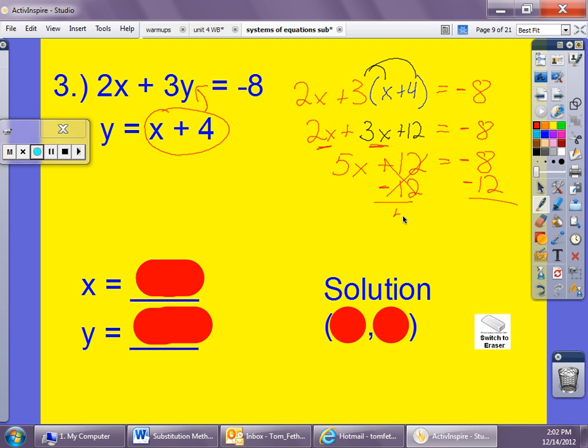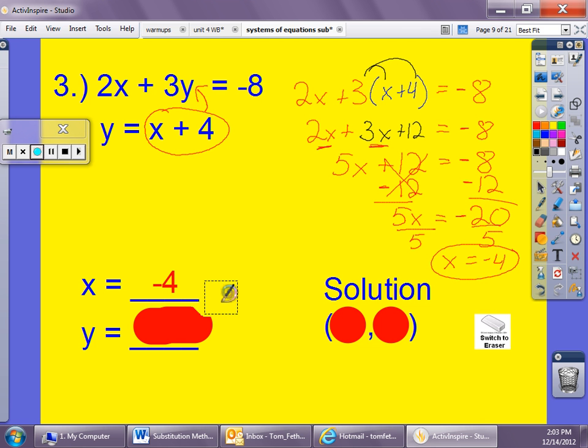Crosses off. I bring down my 5x. Negative 8 minus 12 gives me negative 20. And we divide by 5. So we get x equals negative 4. So now we know our x value. So we know that the x value is negative 4.